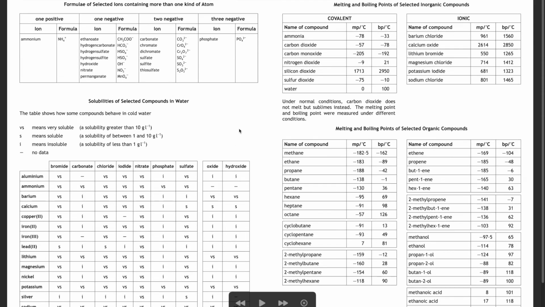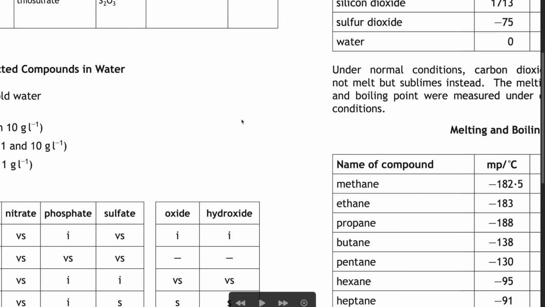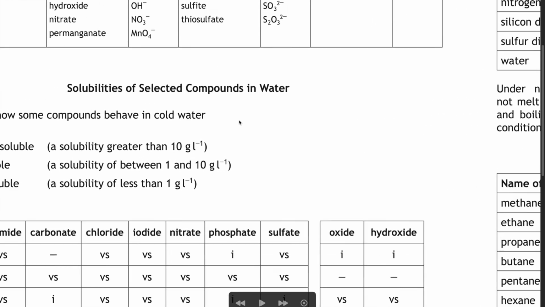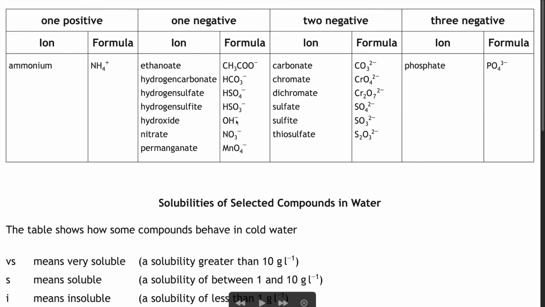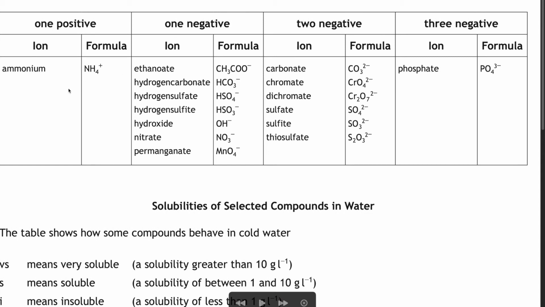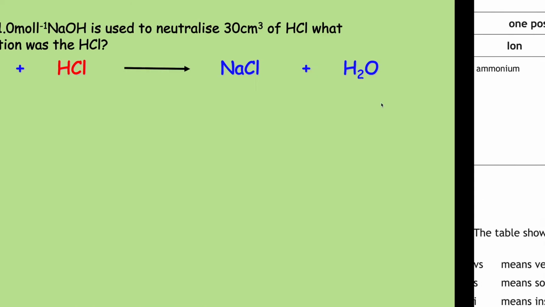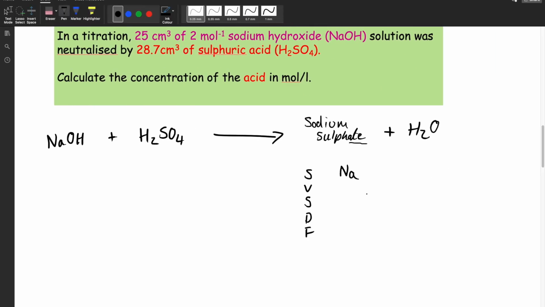Here it is. So this is the table that you're looking for, and sulfate will be in this table. So you need to look into this table and you need to find sulfate. Now sulfate is here, which is SO4 2 minus.